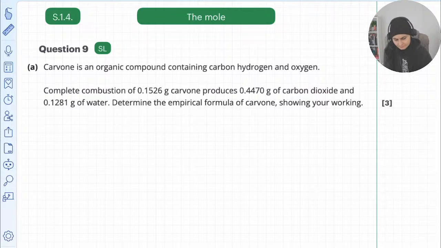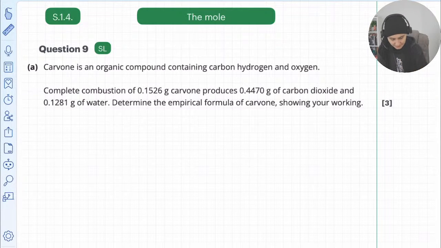Okay. So carbone is an organic compound containing carbon, hydrogen, and oxygen. Complete combustion of that amount of carbone produces 0.4470 grams of carbon dioxide, and that amount of water. Determine the empirical formula. Show your working. So this is the combustion analysis question. Yeah, we did it once in the previous stream for IB.